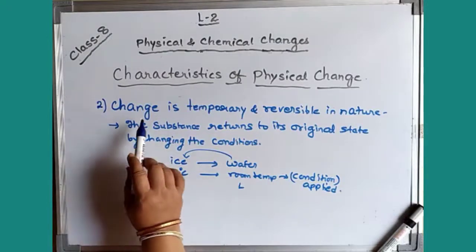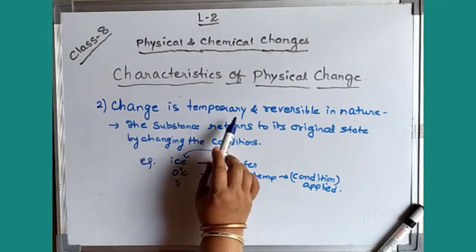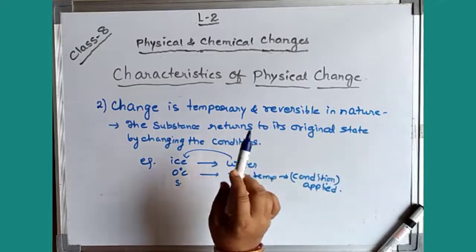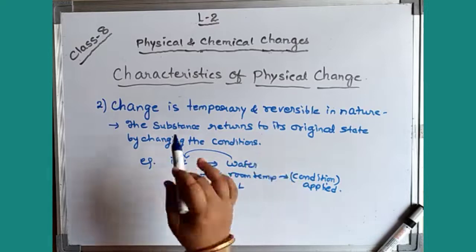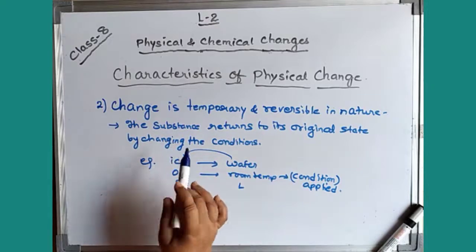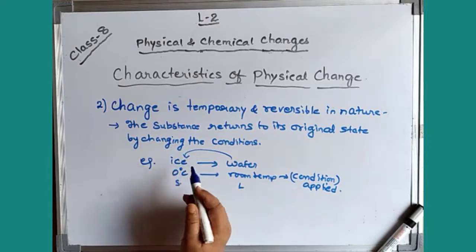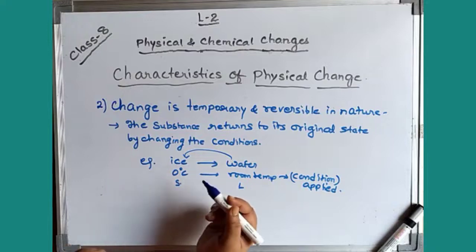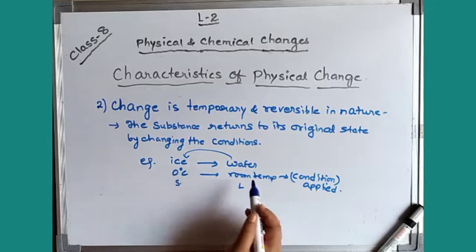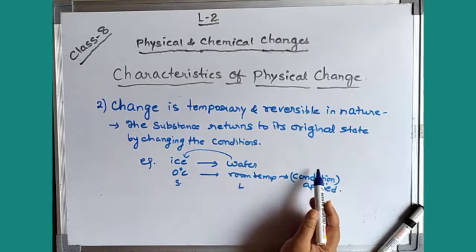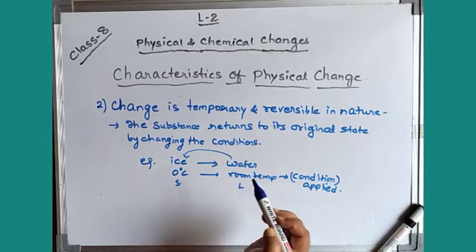The second point says that the change is temporary and reversible in nature. That means they are temporary. Anything temporary means they are reversible. They can come back to their original state. But how will it come back? If you change the conditions. Again we are talking about the same example. What condition have we taken here? We have taken the condition, the temperature.